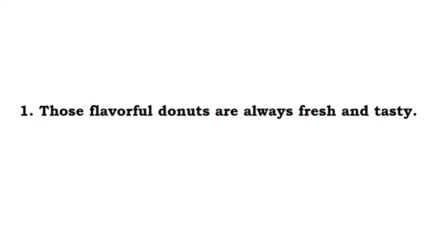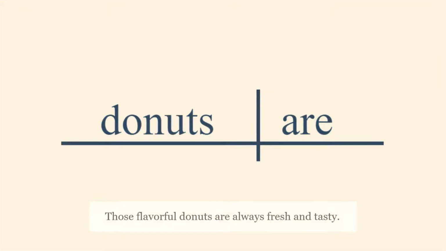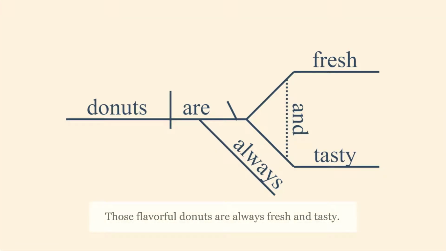Sentence 1. Those flavorful donuts are always fresh and tasty. The first thing we want to do in diagramming this, or really any sentence at all, is find the subject and verb. And in this case, we have donuts are. Now we could start building. Donuts are what? Are is a linking verb, and the donuts are fresh and tasty.